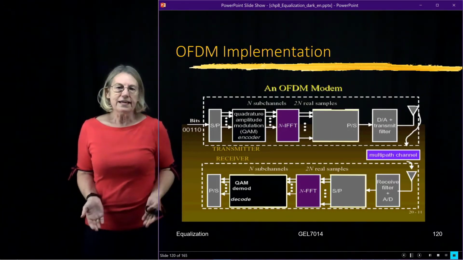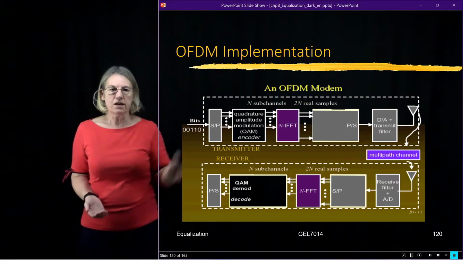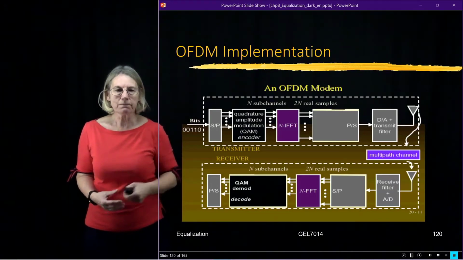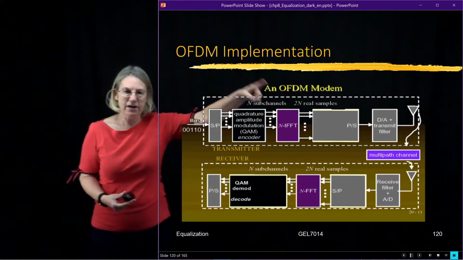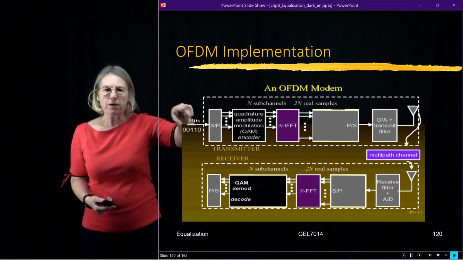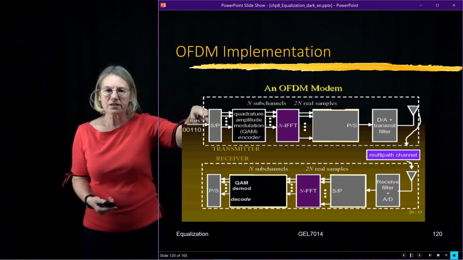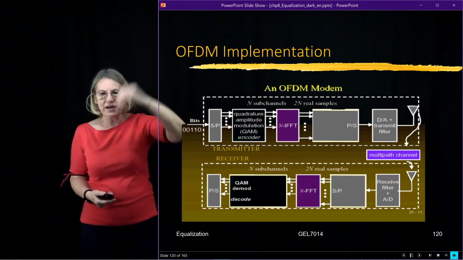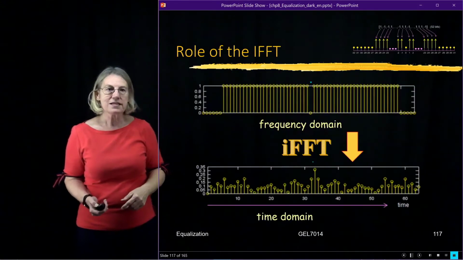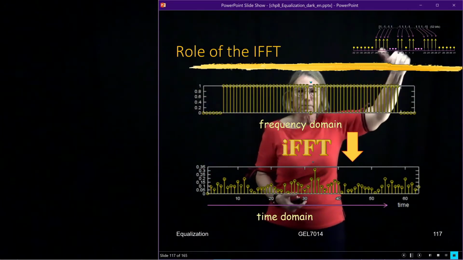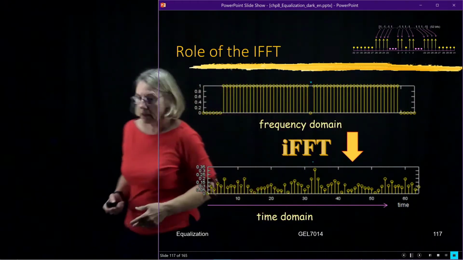So let's look at the implementation of OFDM, what's going on in the transmitter and the receiver. We see here a block diagram of the different steps we go through. The first thing we do is have our bits coming in and do a serial to parallel conversion. This means I'm taking my sequence of bits, like I have up here, and putting each one in a position in this vector.